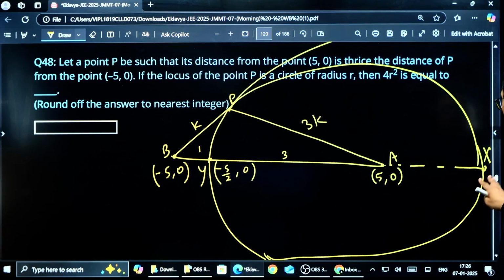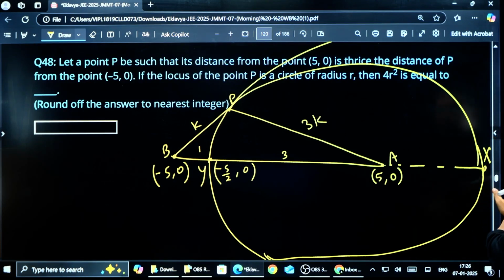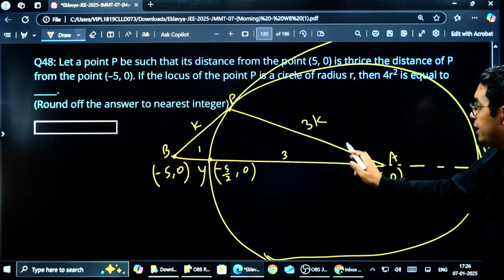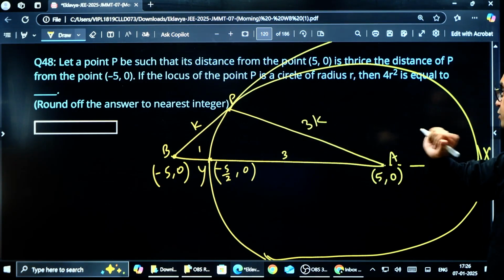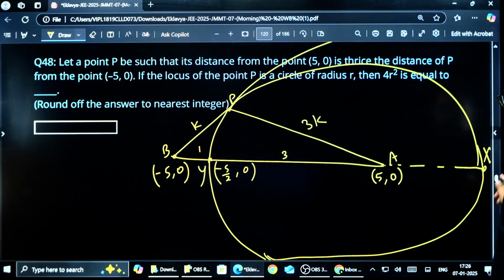Likewise we can find this x also, which will have the same ratio, but it will be external division. So this 3 will be multiplied with this minus 5, so minus 15, and minus 5 this time. So minus 15 minus 5 is minus 20 upon minus 2. So it will become 10 comma 0. You can also check from the distance. This distance is 5.